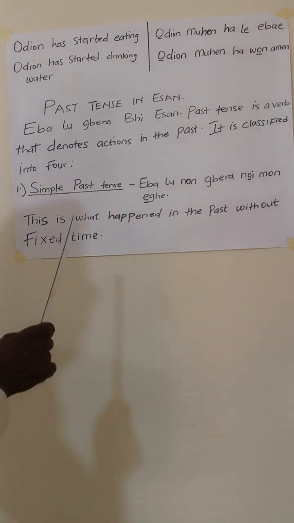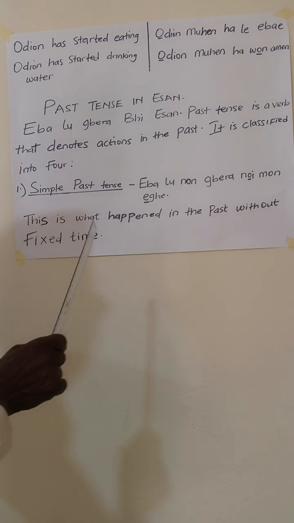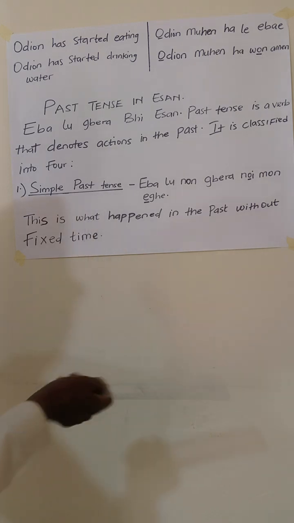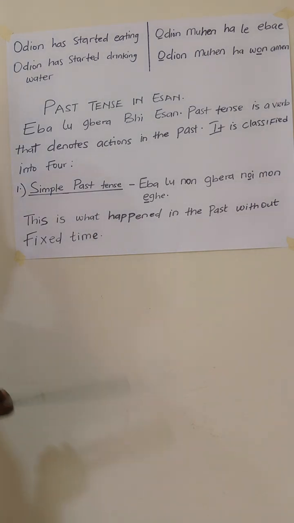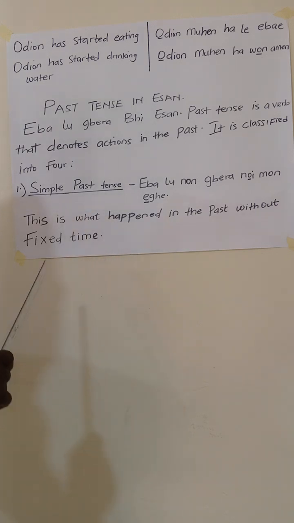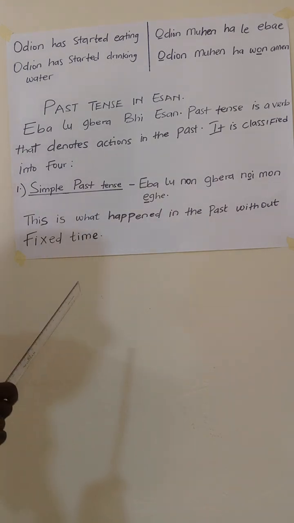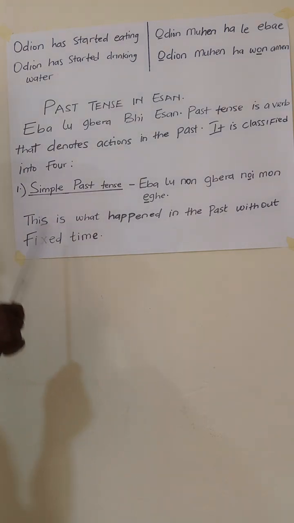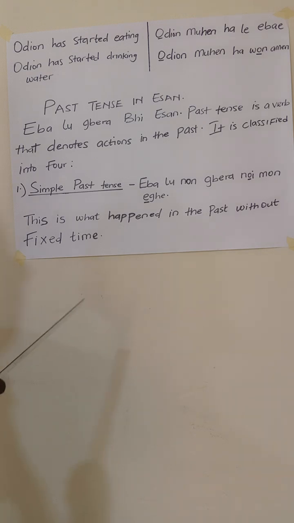You have eba la lugbera. Only simple past tense. This is what happened in the past without a fixed time. If it has a fixed time, then we cannot be talking of past continuous tense. So we are going to look at simple past tense.